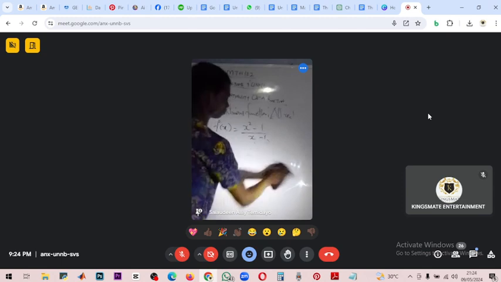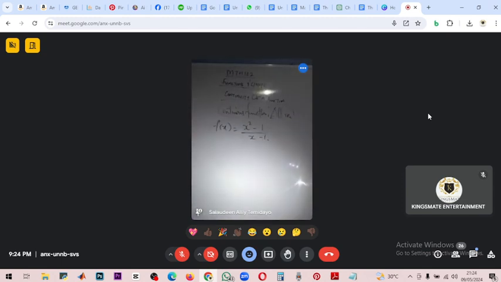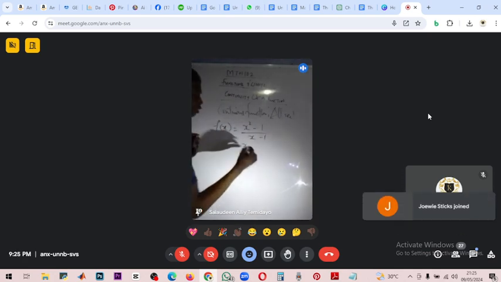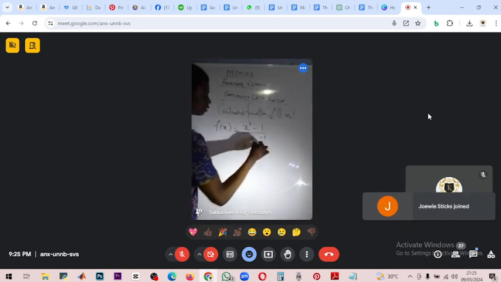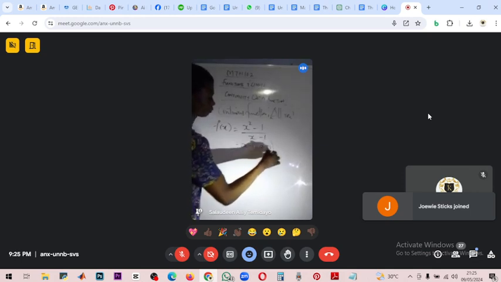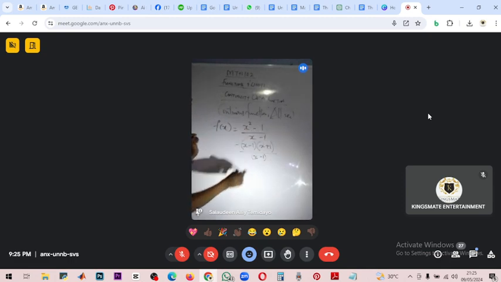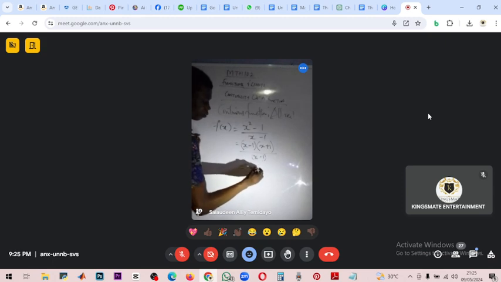Let me explain again. f of x is x squared minus 1 over x minus 1. When drawing the graph of this function, you can simplify it first. x squared minus 1 can be factorized as x minus 1 times x plus 1 over x minus 1, right? This x minus 1 cancels x minus 1. I have x plus 1.